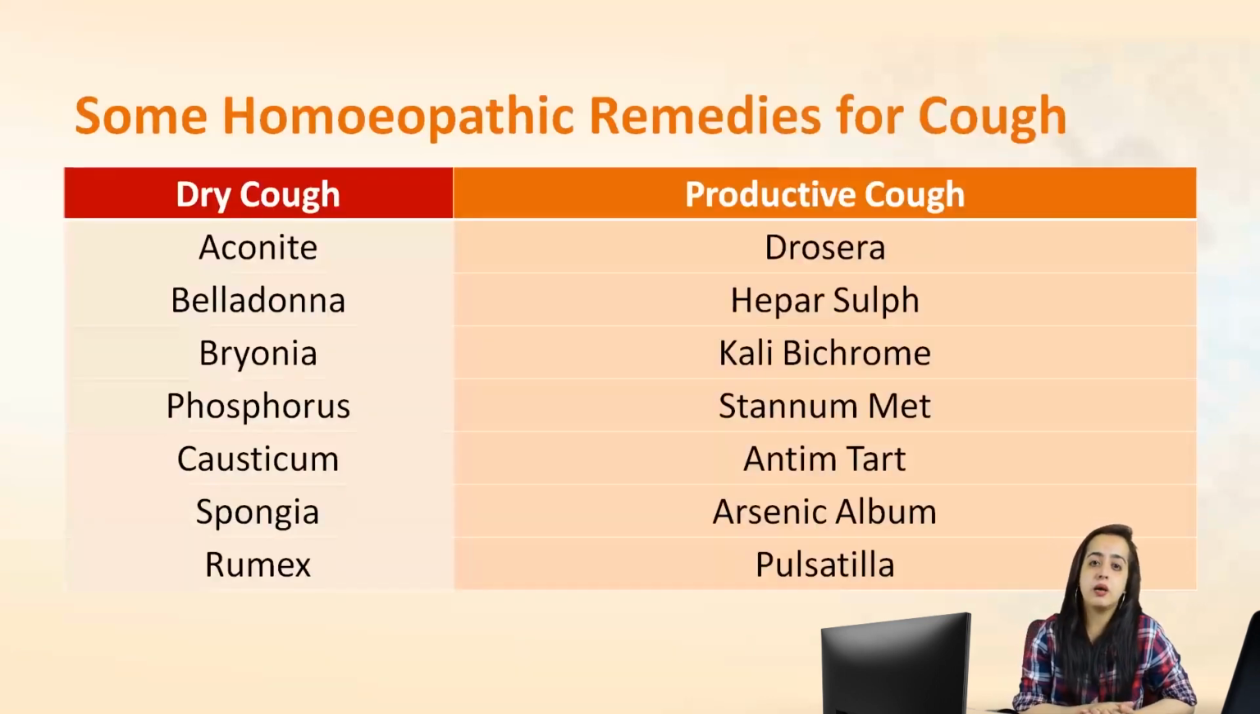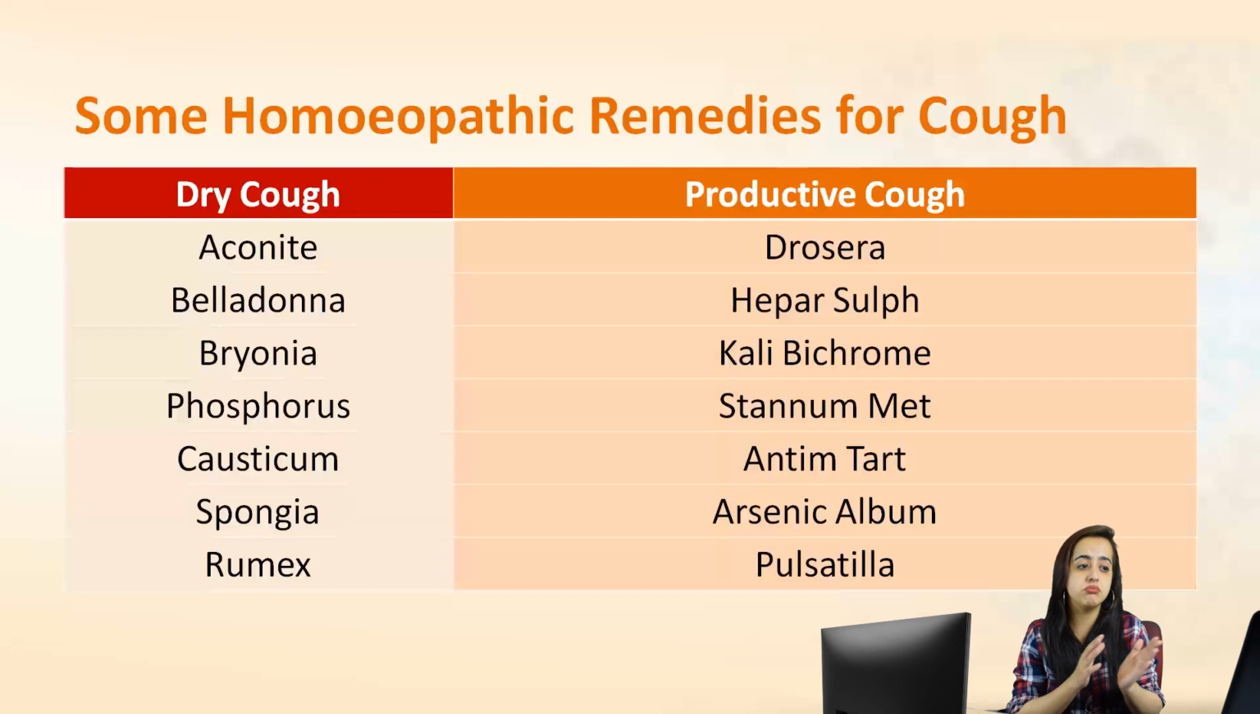Now, moving on to some homeopathic remedies for cough. If you see the repertory with just the rubric cough, there are more than 900 remedies that are present under just the rubric cough. So this is a good thing, that in our materia medica we have so many remedies that cover cough. But here I have listed some very common remedies that you and I use in cases of cough. I have differentiated them according to the type of cough.